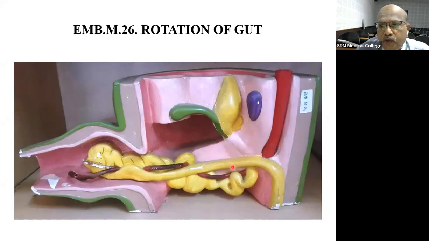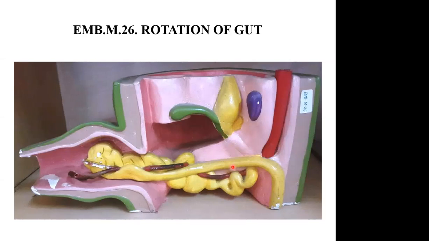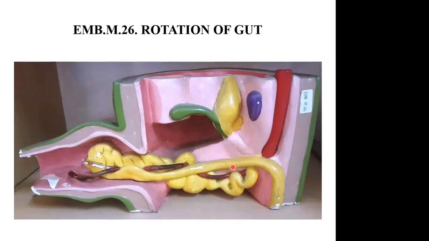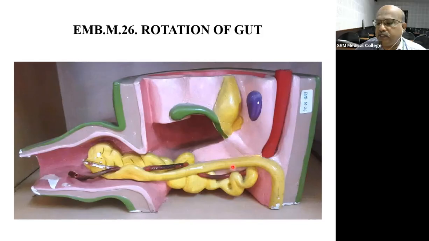Okay, so what are all the anomalies of rotation? Non-rotation, mixed rotation, reverse rotation of the gut. Non-rotation means you will have your small intestine on the right side, and your large intestine, ascending colon and all, on the left side.